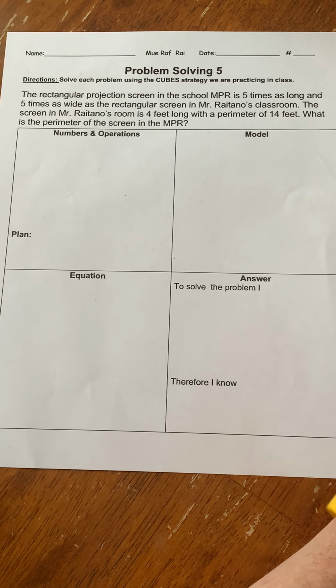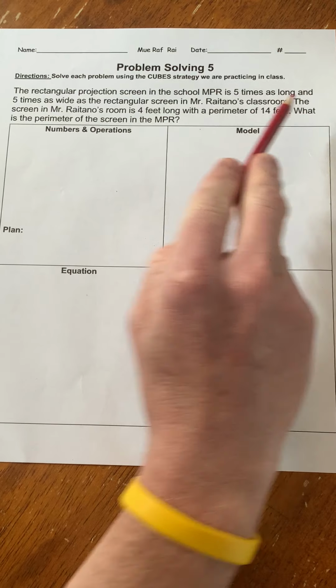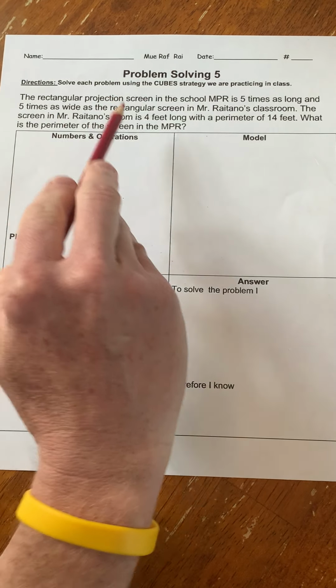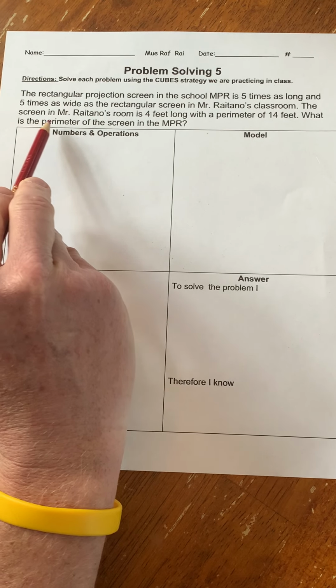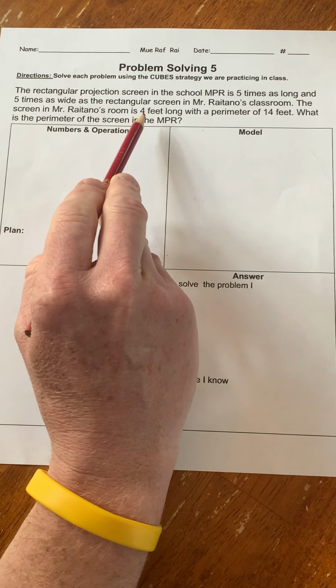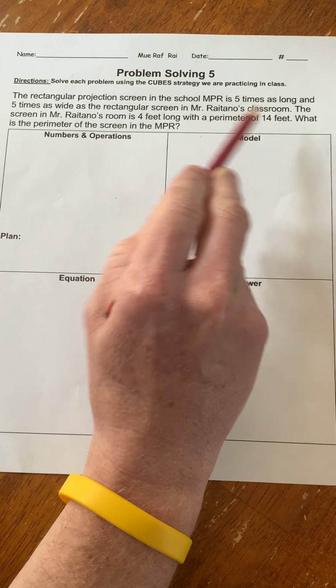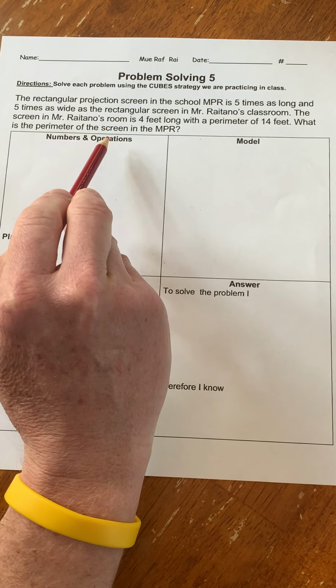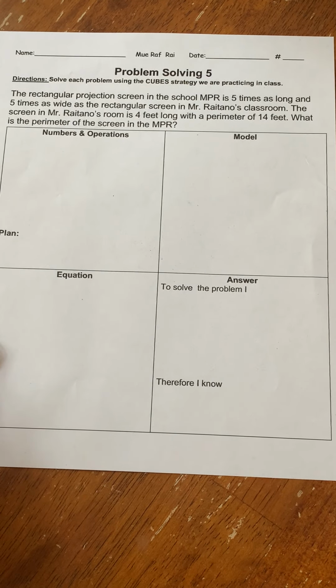So we have the rectangular projection screen in the school NPR is 5 times as long and 5 times as wide as the rectangular screen in Mr. Reitano's classroom. The screen in Mr. Reitano's room is 4 feet long with a perimeter of 14 feet. What is the perimeter of the screen in the NPR? All right, so there's a lot going on here, guys. Let's go ahead and cube it first.